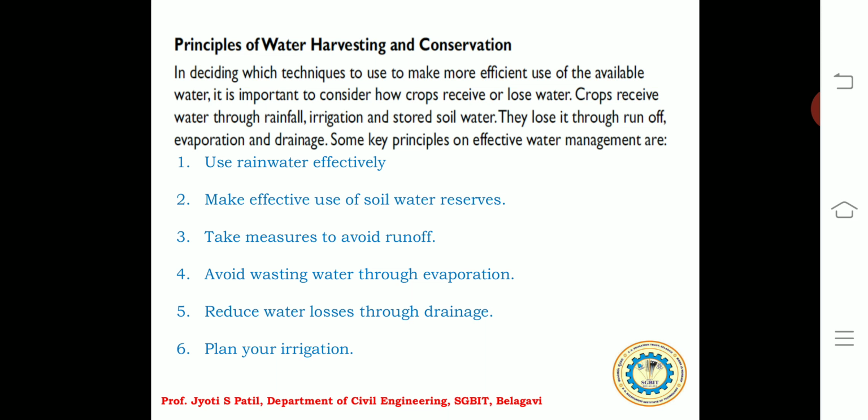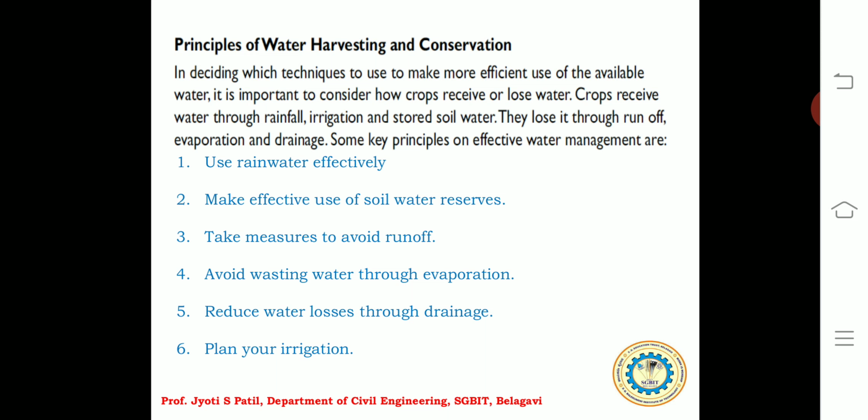Good cultivation practices, for example, not plowing too deep or when the soil is wet, result in soft, friable soil, which also promotes deep rooting and efficient use of soil water reserves. So we need to make effective use of soil water reserves.